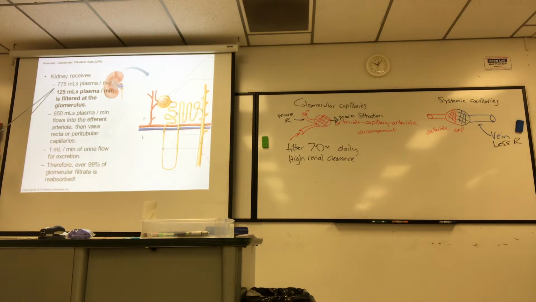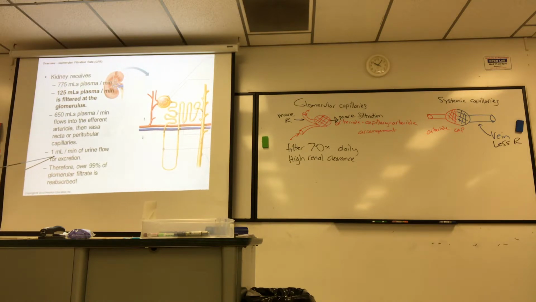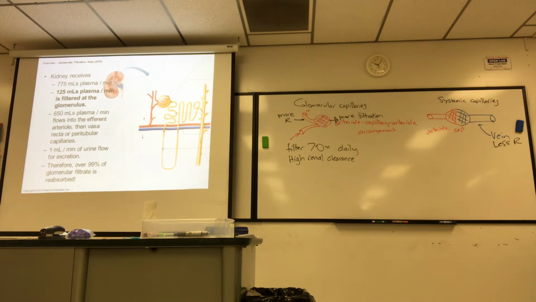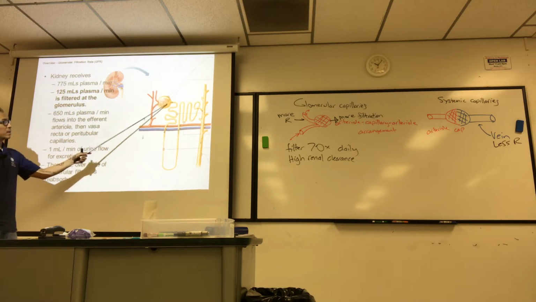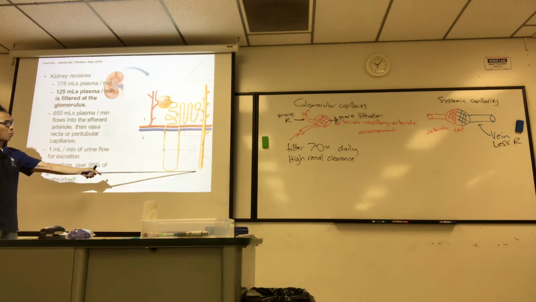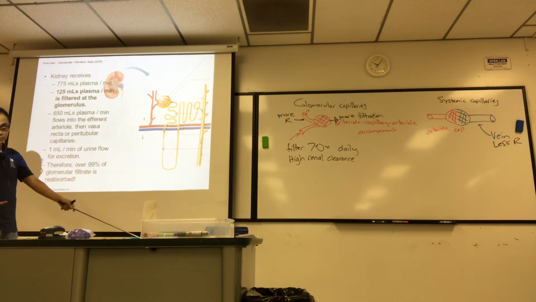So if it's receiving 775 and filtering 125, that means the other 650 is going out the efferent arteriole to those other capillary beds. Those are the numbers. Of that 125 that's actually filtered and modified, you only excrete 1 mil per minute. So that means 124, over 99%, is reabsorbed. You filter 125 mils per minute, and you're only forming 1 mil a minute of urine on average. That's the average urine production.